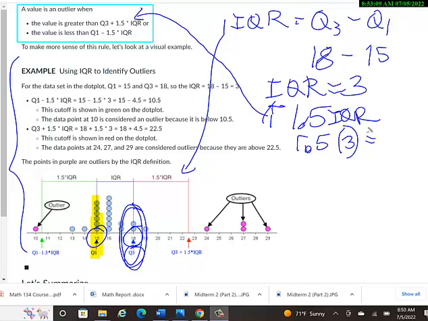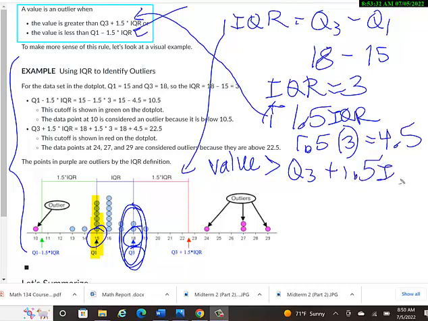So we get 4.5. 1.5 times 3 is 4.5. Okay, so now we'll calculate to see if a value, as it shows on that box up there, this is kind of the benchmark. The value is greater than, I don't know if you remember that symbol, you can just write the word greater than, but if you want, greater than Q3 plus 1.5 interquartile range.